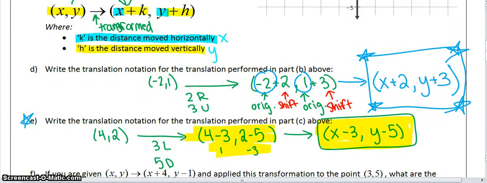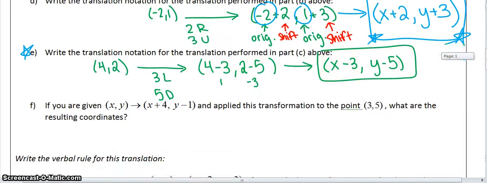Okay, so if you move left or down, it's minus. If you move right or up, it's plus, which, if you look on a coordinate plane, it makes sense. So you don't necessarily have to memorize that.